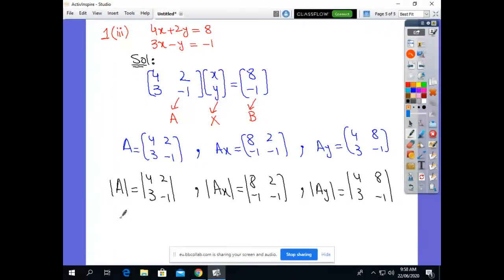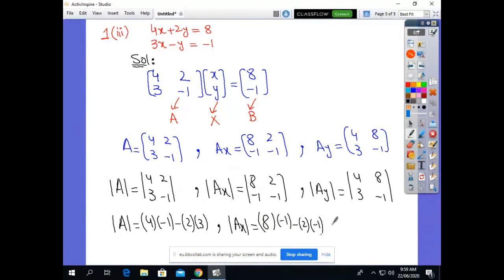Now we solve it. After solving, we get 4 into -1, -2 into 3. Similarly, we solve matrix AX, which is equal to 8 into -1, -2 into -1. Similarly, AY becomes 4 into -1, -8 into 3.